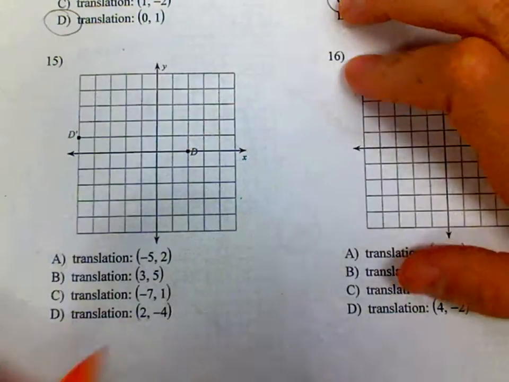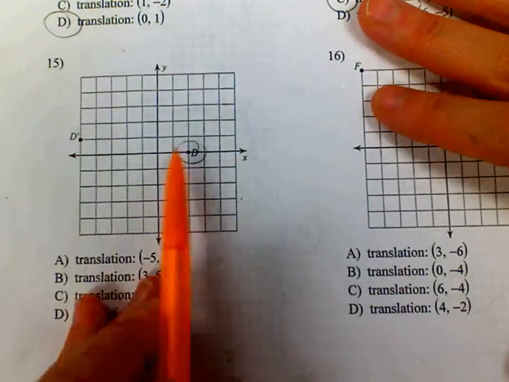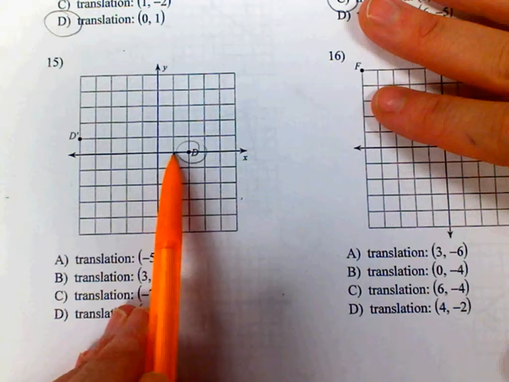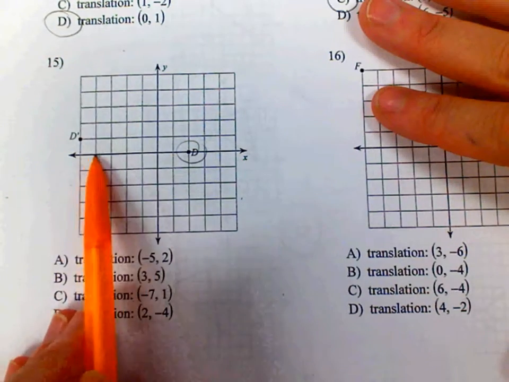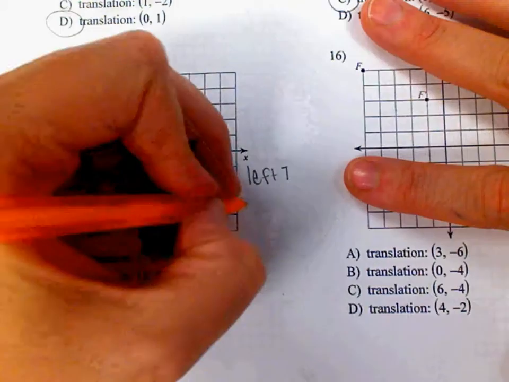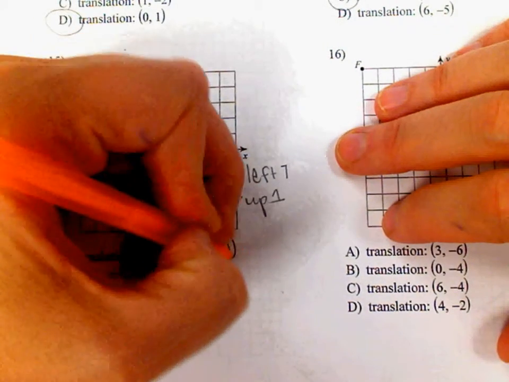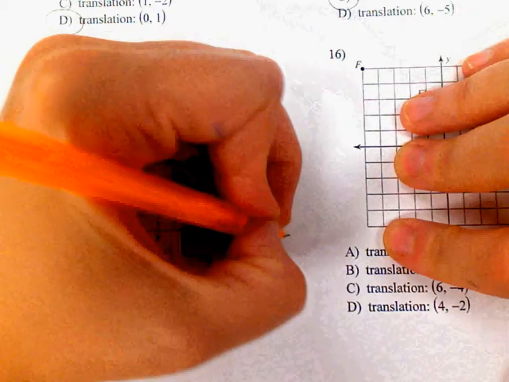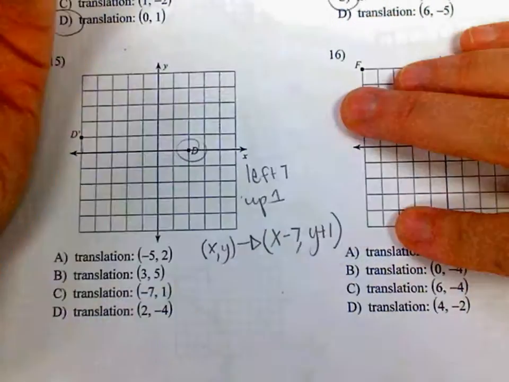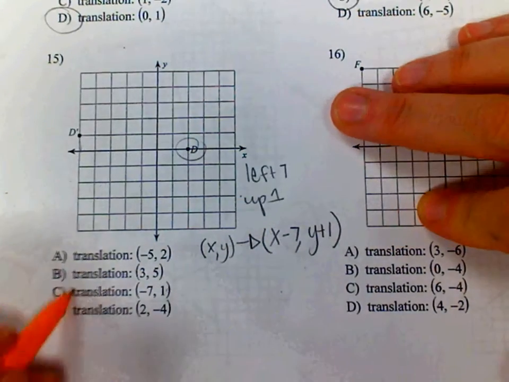Okay, 15. This is our pre-image here, because it doesn't have the prime. So it looks like we went left and also up. So left 1, 2, 3, 4, 5, 6, 7, and up 1. Okay, left 7 can be written x minus 7. Up 1 is written y plus 1. So it's the x is negative 7, the y is 1, that's C.